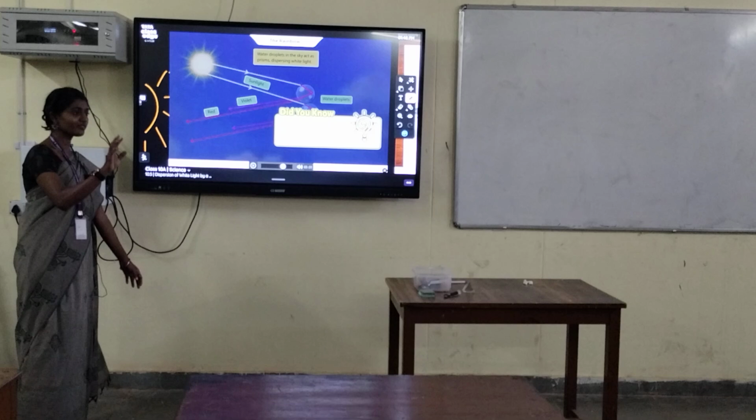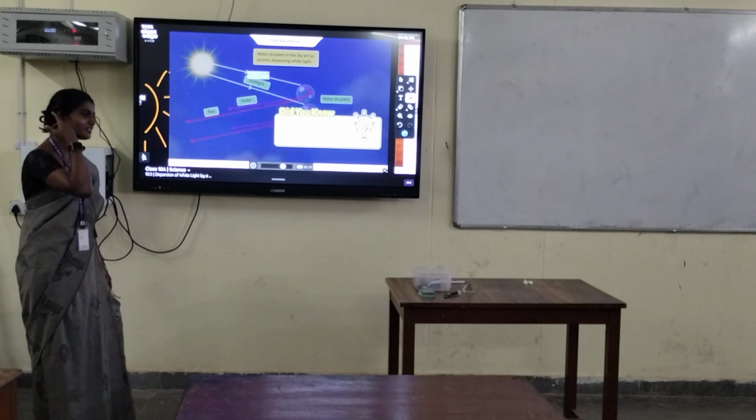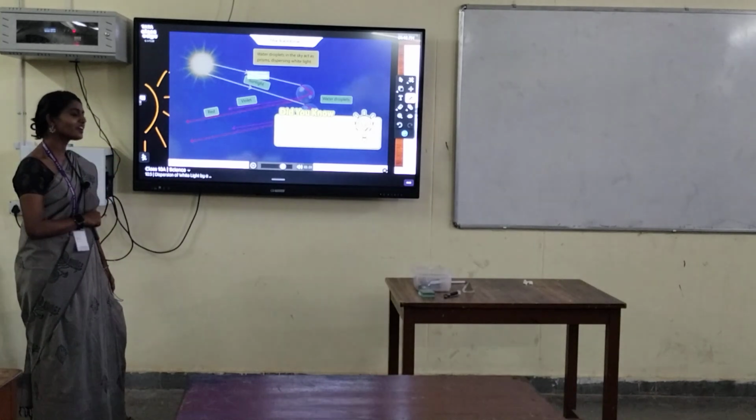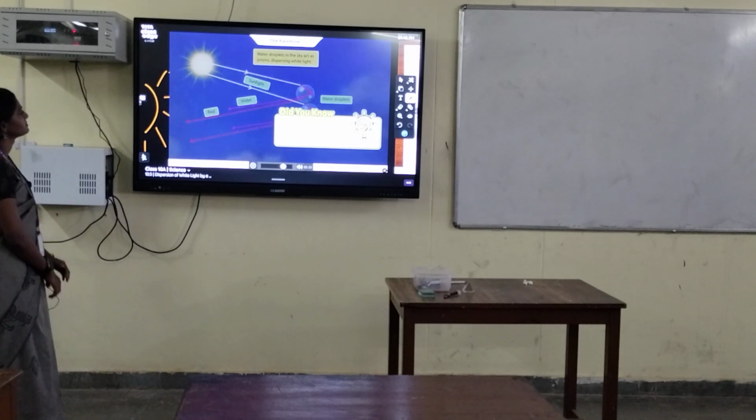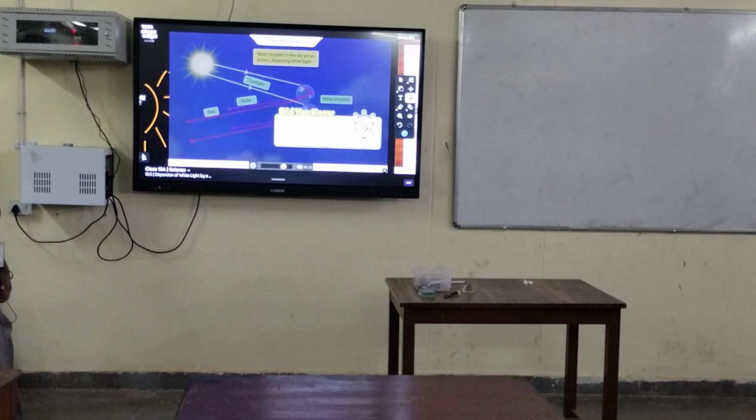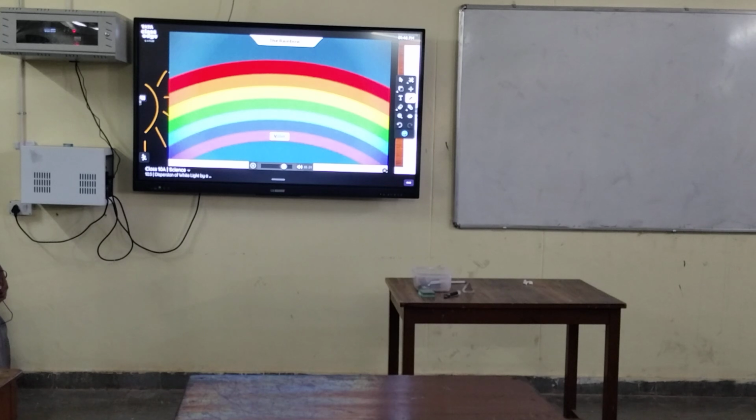You have been told that a rainbow is always formed in the direction opposite to the sun. The acronym VIBGYOR is used to remember the sequence of the colors in a white beam of light. From the spectrum you can see that red color bends the least and violet color bends the most.